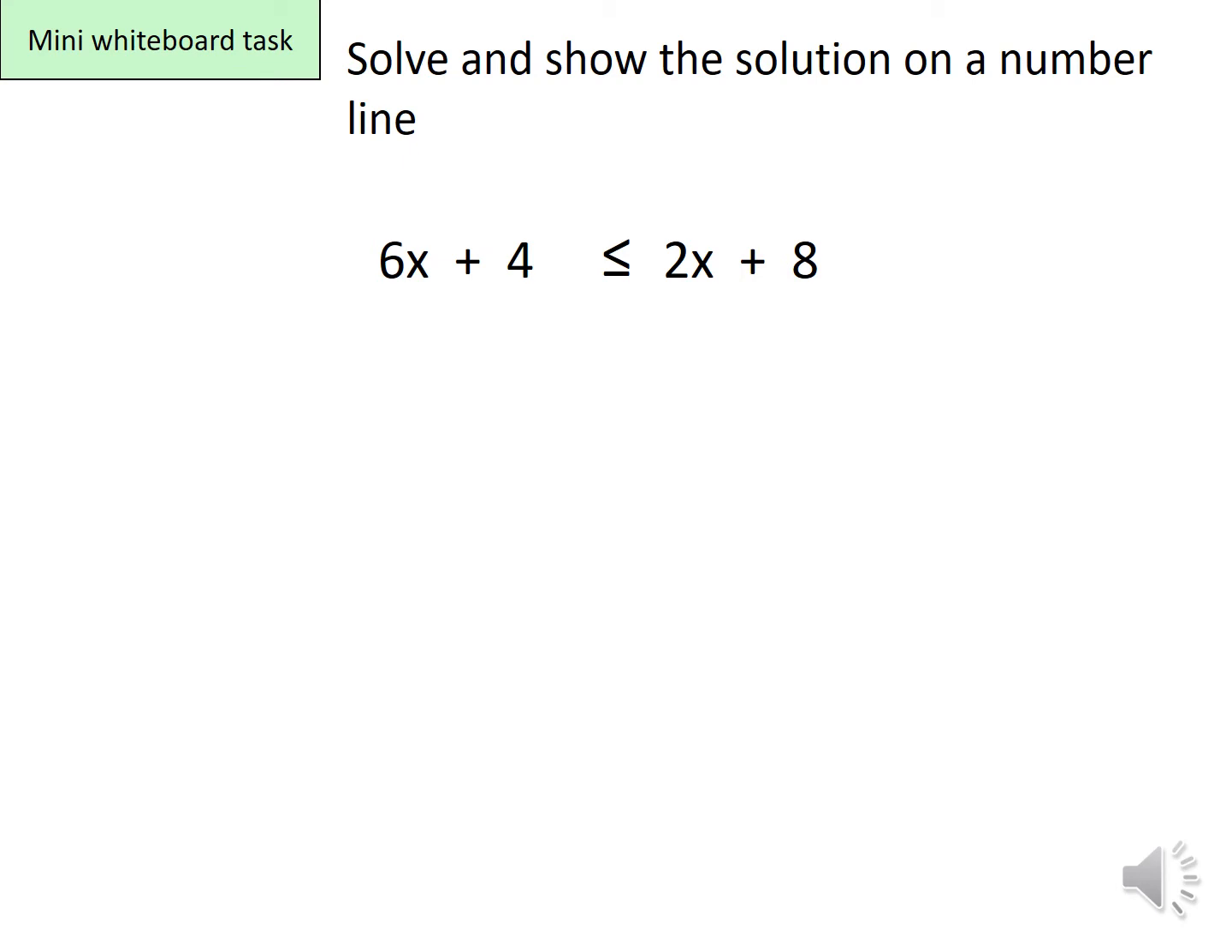On your mini whiteboard or a piece of paper, can you have a go at this question, and once you are finished, come back and I will show you the solutions.